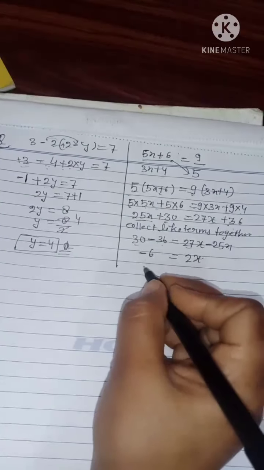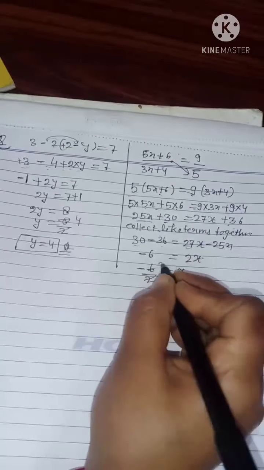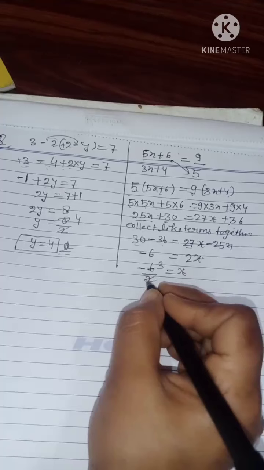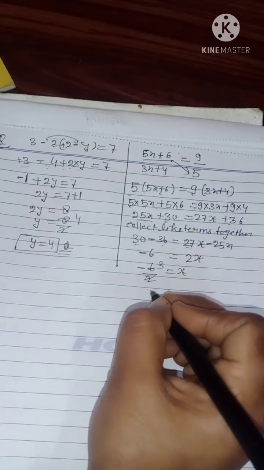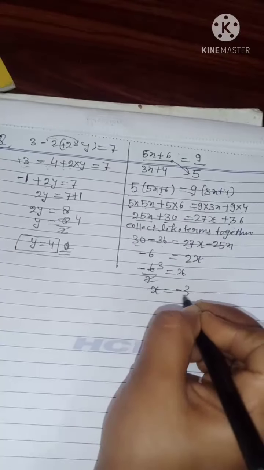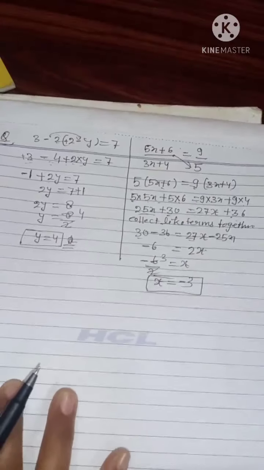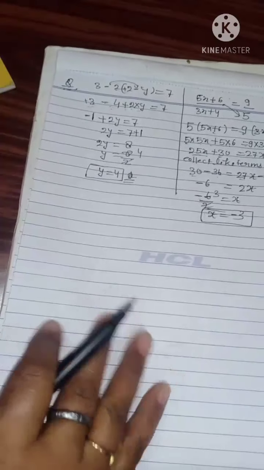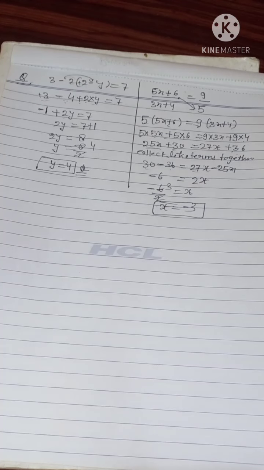So minus 6 upon 2 is equal to x, beta. 2 threes are 6. It will be x is equal to minus 3. So in this way you will do these kinds of problems. Now see how I have done it. Just see from the video and repeat these kinds of problems yourself.